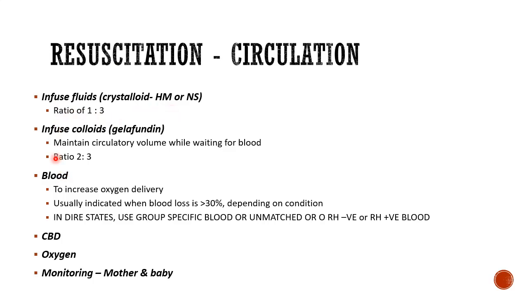And then next will be blood. Okay, when you have lost like 30% of your blood, then most of the time you actually need blood products, packed cell, to replace it back. And sometimes you will need other blood products such as FFP and also cryo or platelet.